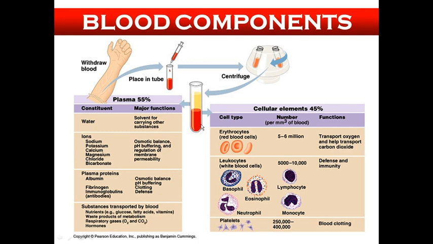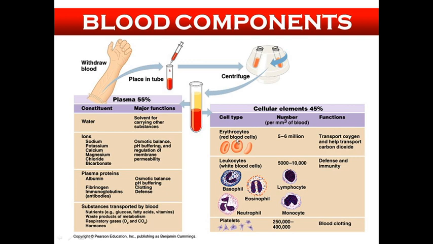Okay, so the plasma is known as the liquid part of the blood, and it carries all the blood cells. Let's look here. The plasma consists of water, ions, plasma proteins, and substances transported by the blood like the nutrients, waste products, carbon dioxide and oxygen, and hormones. Okay, while the cells, there are many types of cells that are found in the blood.